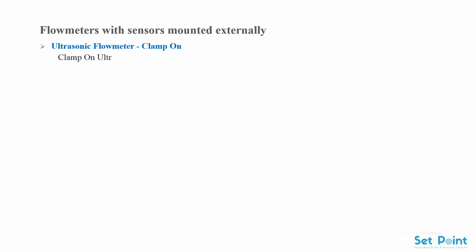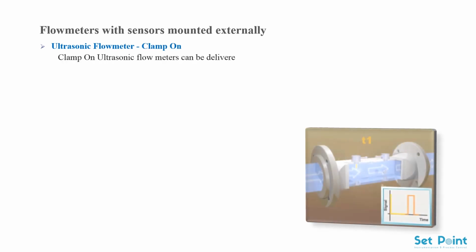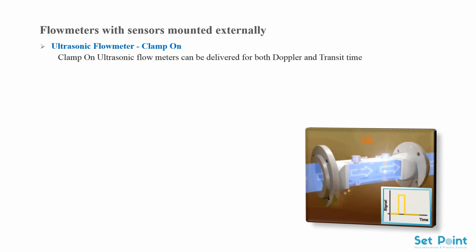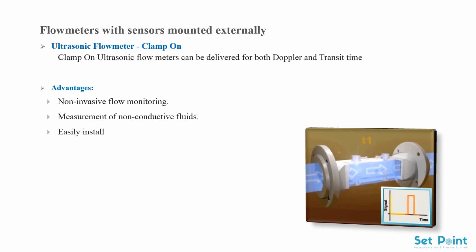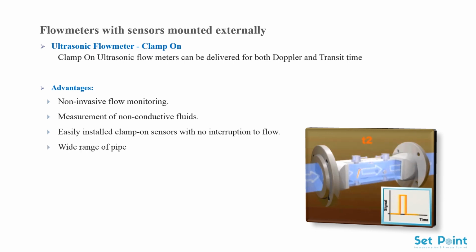Flow meters with sensors mounted externally. Ultrasonic Flowmeter, Clamp-on. Clamp-on ultrasonic flow meters can be delivered for both Doppler and transit time. Advantages. Non-invasive flow monitoring. Measurement of non-conductive fluids. Easily installed clamp-on sensors with no interruption to flow.